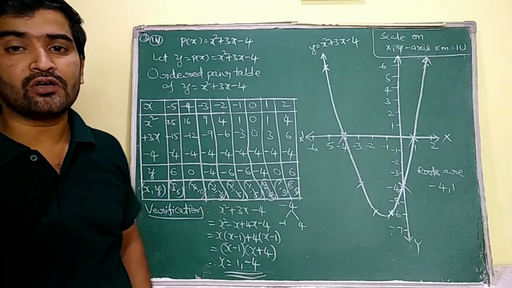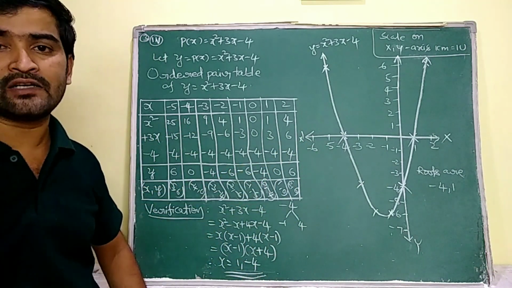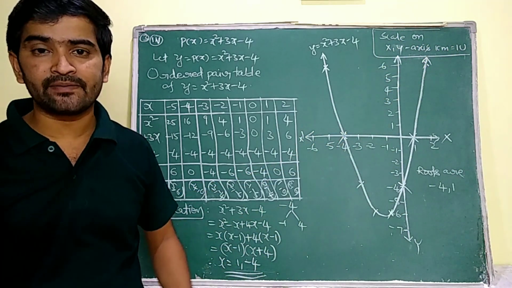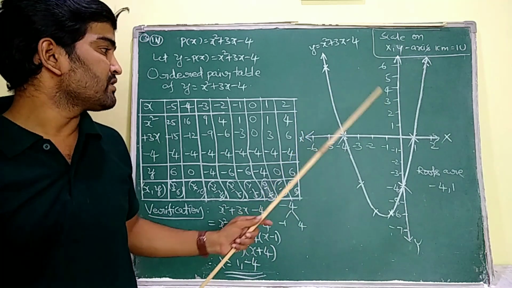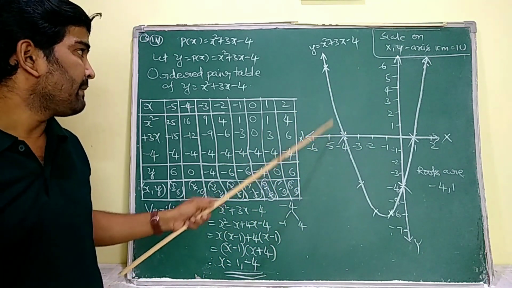So these are the points. Now you have to plot them, ma. Before going to plot, all the x values and y values are smaller values only, no? So scale is on x and y axis. I am going to write 1 centimeter is equal to 1 unit, no? So see, the first point is minus 5, 6.